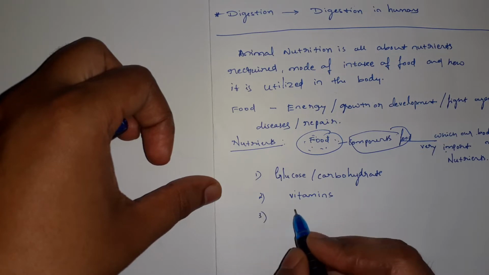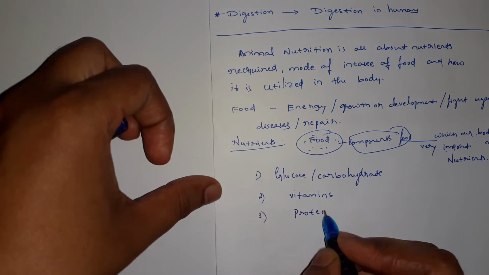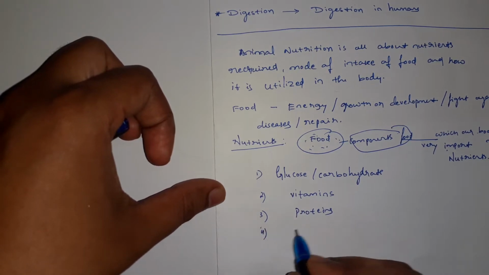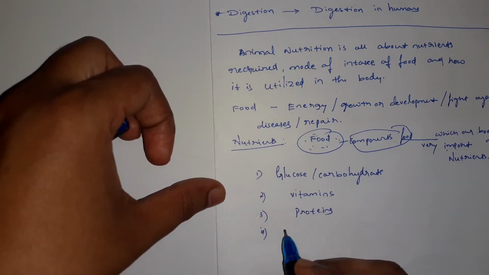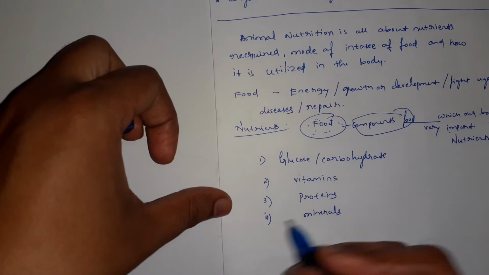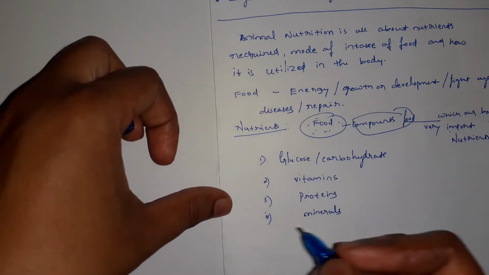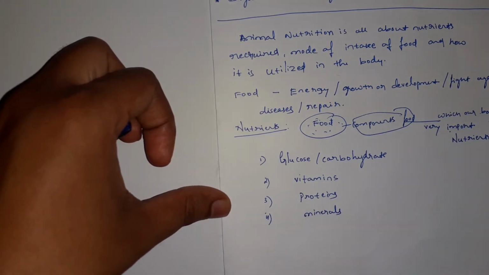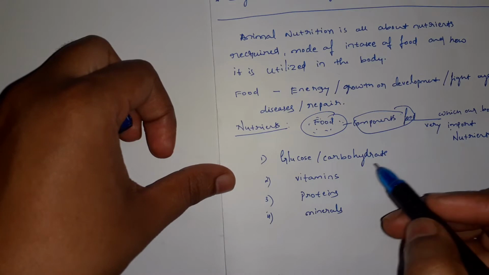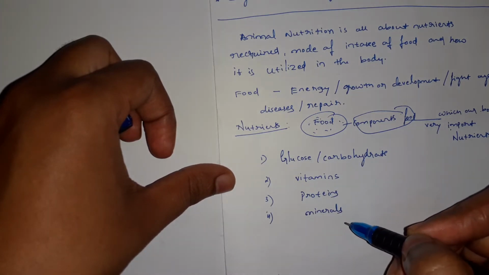Then proteins. Then some vital minerals also. Vital minerals, many things are there. Water and roughage, all these things are very much needed by the body. So if I want to take a few names of the nutrients: carbohydrates, vitamins, proteins, minerals.